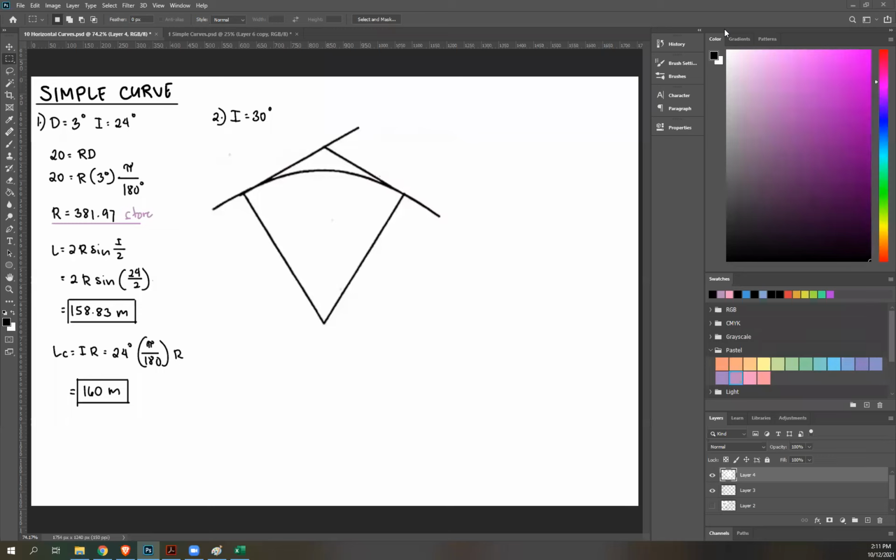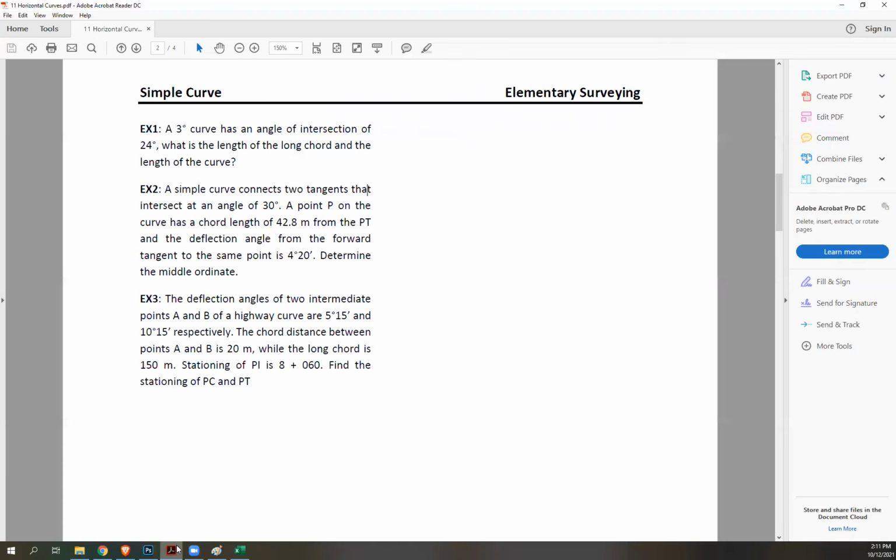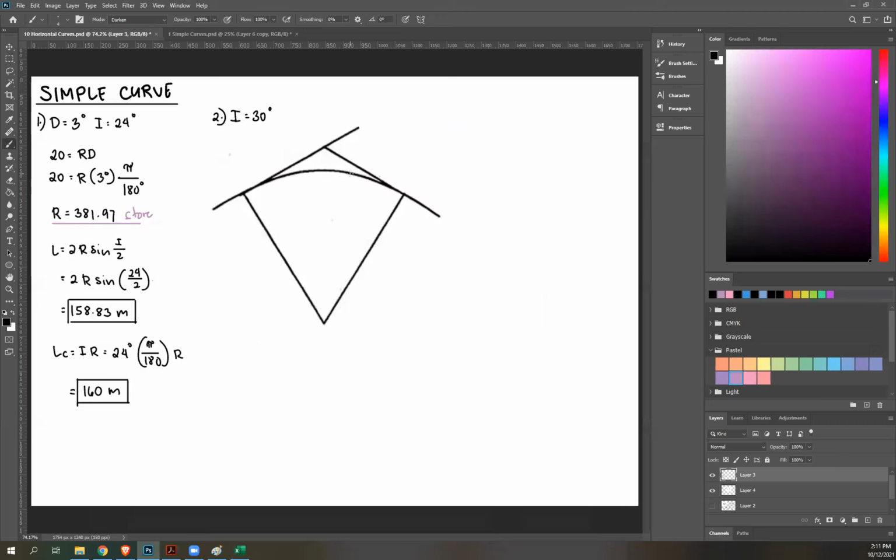So let's, for example, I have a figure of a horizontal curve, a simple curve. Usually you have to manually draw that, but to save time, I already have a figure. So what's given here is point P, 42.8 from PT. So this PT, I gotta draw a point over here. Let's say here, this is my point P. Draw a straight line, and that length is 42.8.